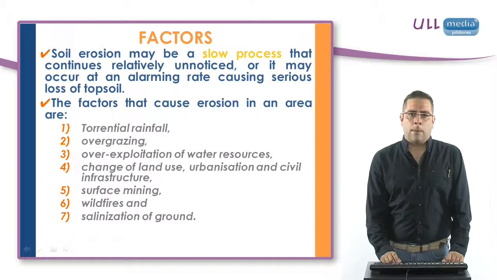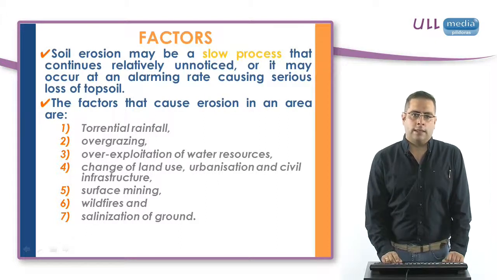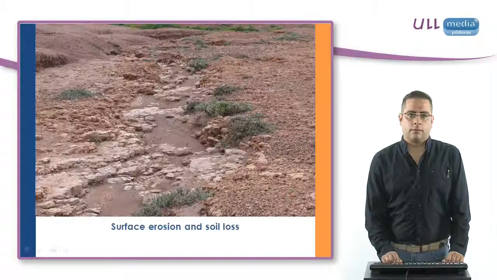Soil erosion might be a slow process that continues relatively unnoticed, or it may occur at an alarming rate, causing serious loss of topsoil. The factors that cause erosion in an area are torrential rainfall, overgrazing, overexploitation of water resources, change of land use, urbanization and settlement infrastructure, surface mining, wildfires, and salination of ground.